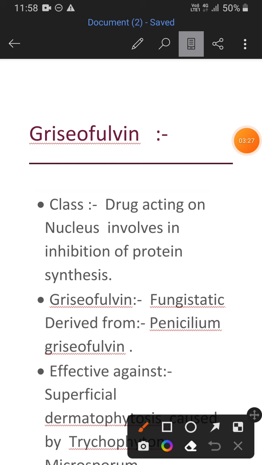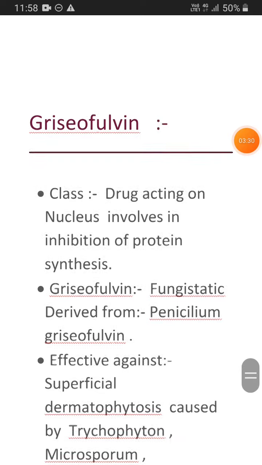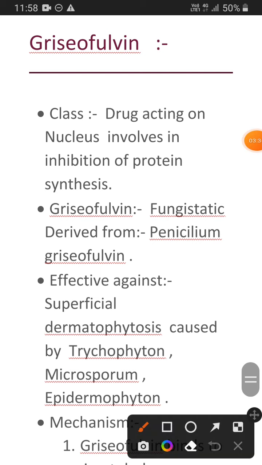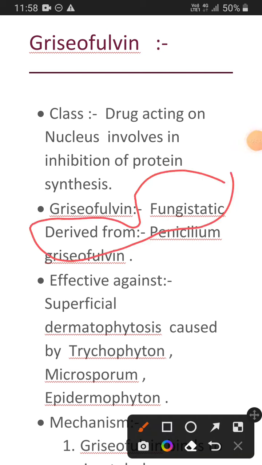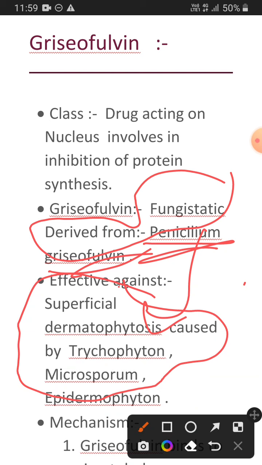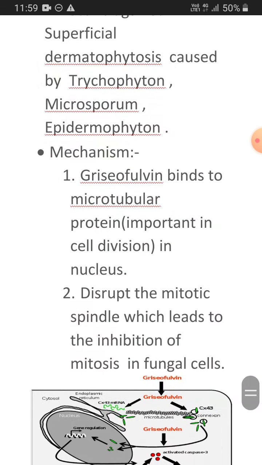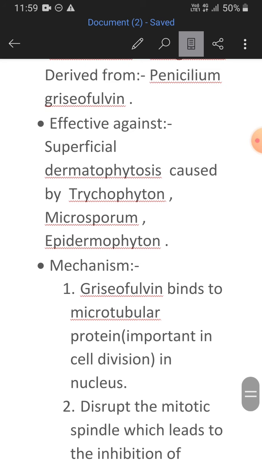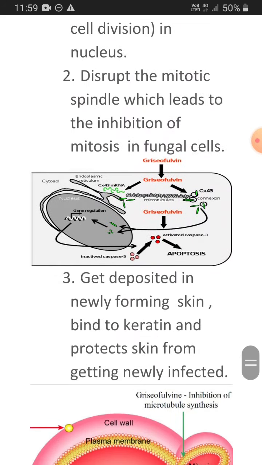So up to that part we have learned that Griseofulvin is an antifungal drug. It affects the nucleus and inhibits protein synthesis. It is a fungistatic drug. We have described it in such a way because it does not cause the destruction of the fungus, but instead it inhibits the growth. It is derived from Penicillium griseofulvum, and it is effective against superficial dermatophytosis caused by Trichophyton, Microsporum and Epidermophyton. That is important. Superficial dermatophytosis caused by Trichophyton, Microsporum and Epidermophyton can be treated with Griseofulvin.